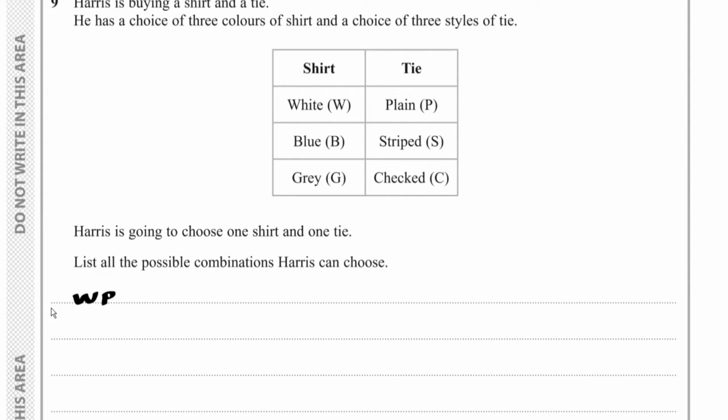So, we could have white and plain, white and striped, white and checked, or we could have blue and plain, blue and striped, blue and checked, or we could have grey and plain, grey and striped, grey and checked. These are our combinations.